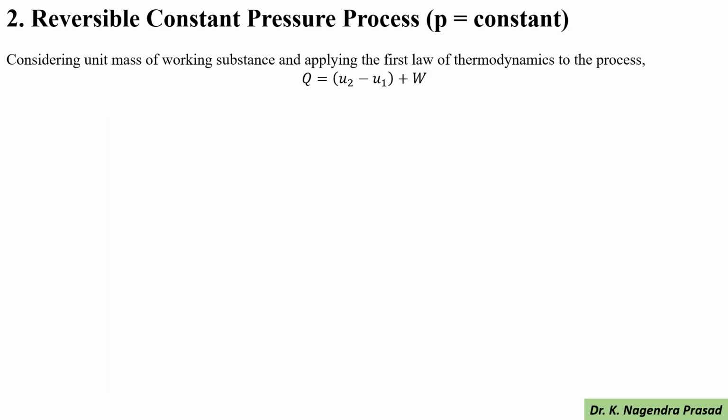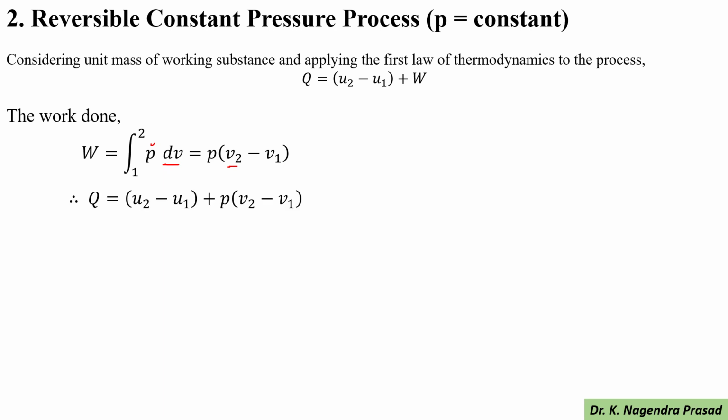Then we apply the first law of thermodynamics to the constant pressure process, considering unit mass of the working substance. Q equals U2 minus U1 plus W. First we look for the work done W. We know that W equals the integration of PdV. Here pressure is constant, and the change in volume is V2 minus V1. So work done is P times (V2 minus V1). Then Q becomes U2 minus U1 plus P (V2 minus V1).